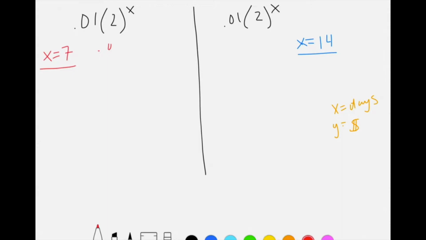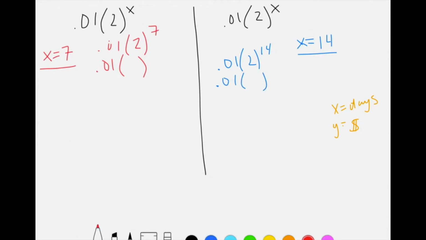So I'm going to take 0.01 times 2 to the power of 7. Please, please, please remember your order of operations. You do not want to multiply first, but you want to do the exponent first. So we're going to take 2 to the power of 7. I'm going to set this side up real quick. So I have 0.01 times 2 to the power of 14. I'm going to do the same thing on this side, and I'm going to leave a blank spot there.